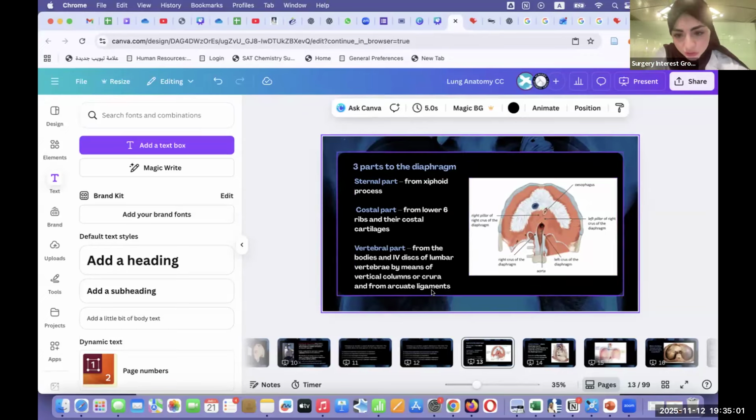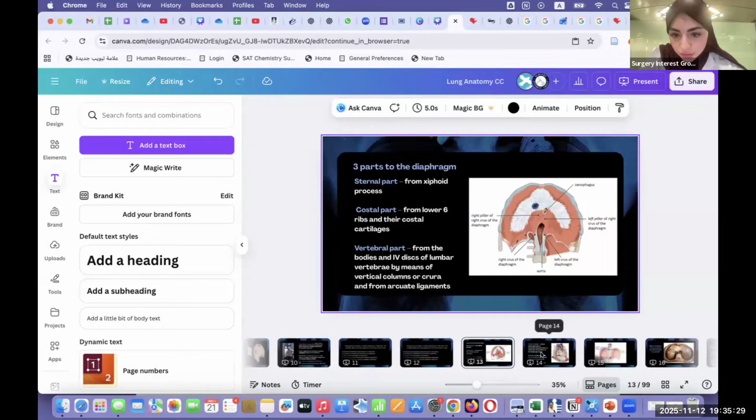And then I'm going to have the vertebral part. It's going to be attaching to the vertebral body, specifically the lumbar, because beyond the lumbar vertebral column I'm looking at the abdominal cavity, no longer the thorax. The way it's attaching is by a ligament known as an arcuate ligament. Arcuate means arch, and it's going to be just these arches that are attaching.